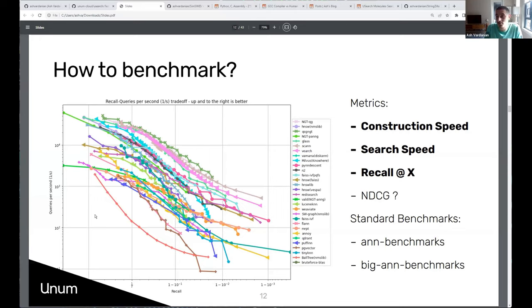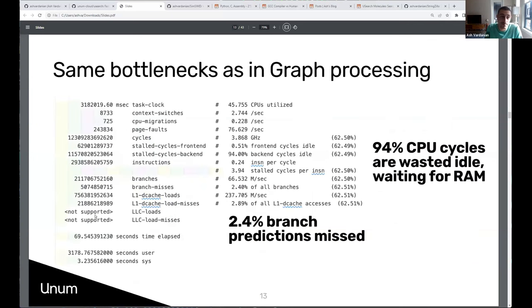So you need to make sure that those algorithms run in parallel, while those benchmarks generally just focus on the construction speed on one core, search speed on one core, and recall, which is the number of search results that were found compared to some ground truth subset. And then there is another metric that is not commonly used. It's called NDCG, which is the normalized discounted cumulative gain, which compares two lists or two rankings. In large scale search, if you were to work at Google or Bing, those metrics are very common.